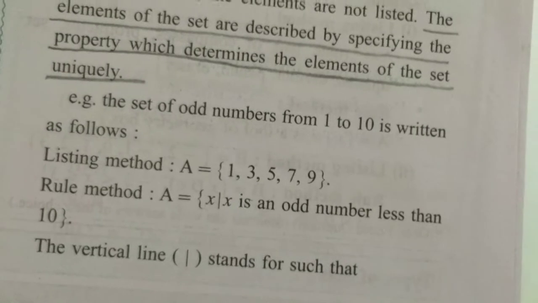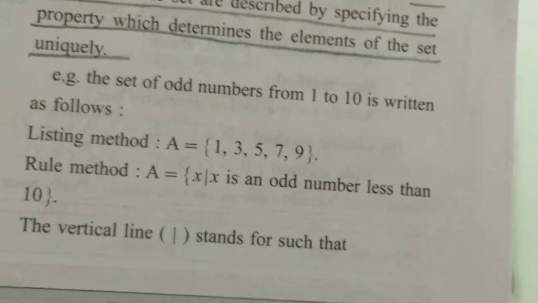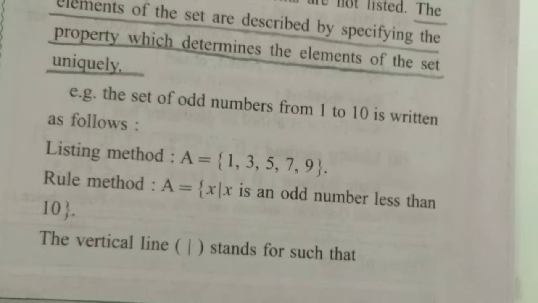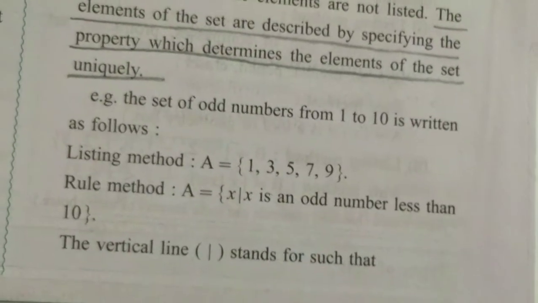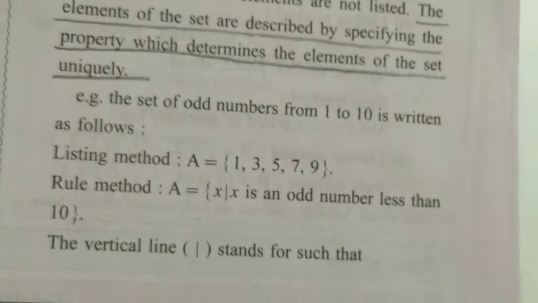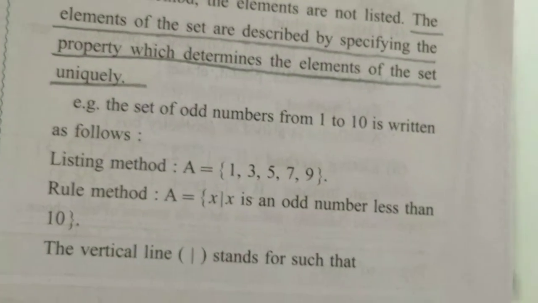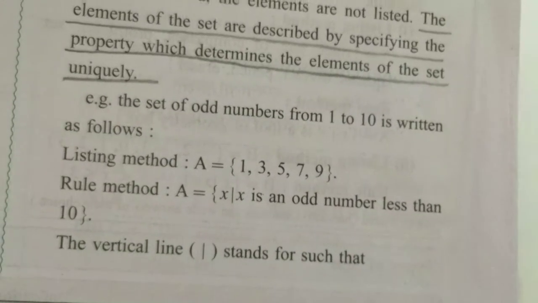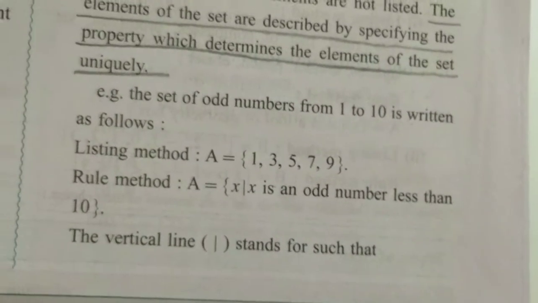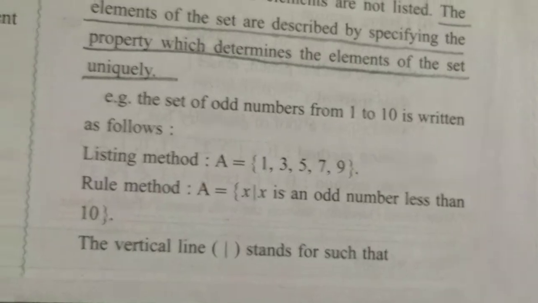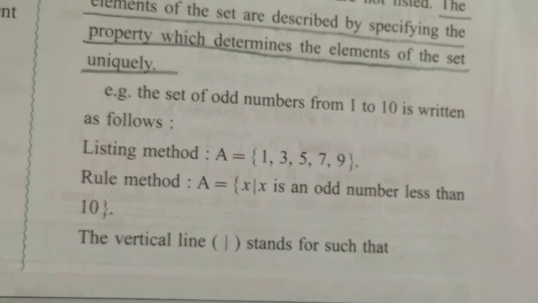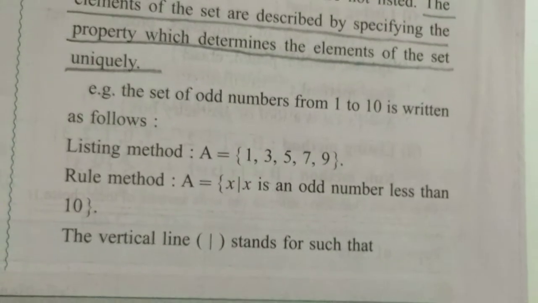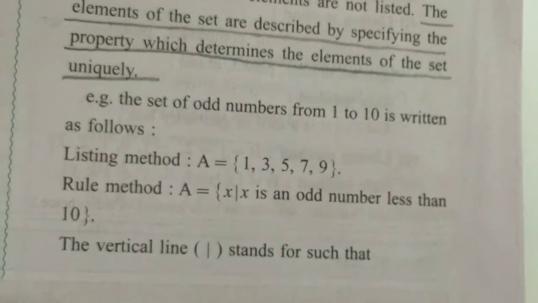Now, it is not necessary that only X comes. We can write Y or any letter, and the vertical line that divides it stands for "such that". So we tell it like this: X such that X is an odd number less than 10. Only odd numbers till 9 are written, they are between 1 and 10. So the property is that the numbers are odd and less than 10. In the rule method we write it like this.